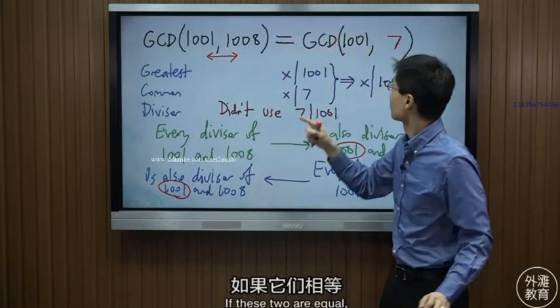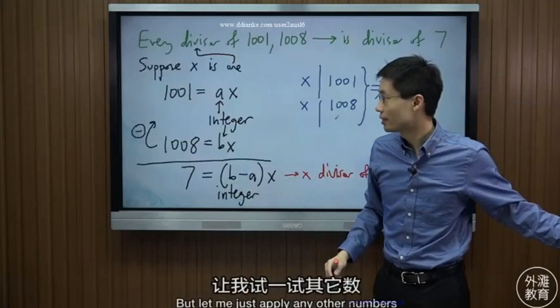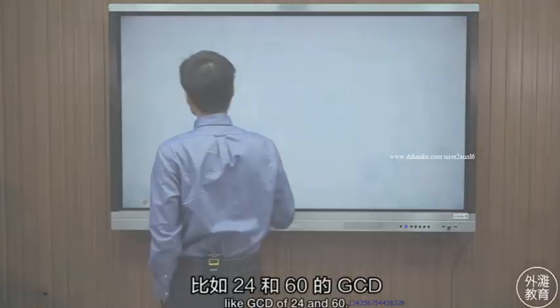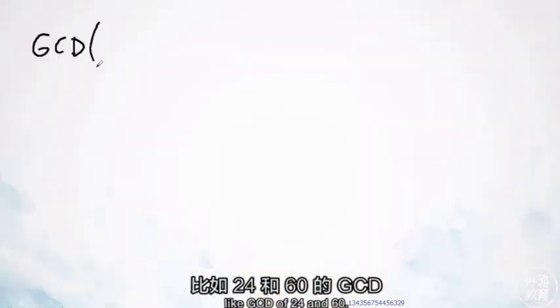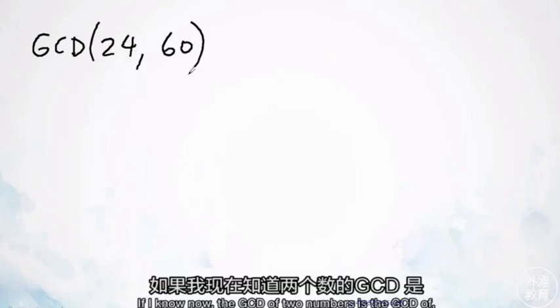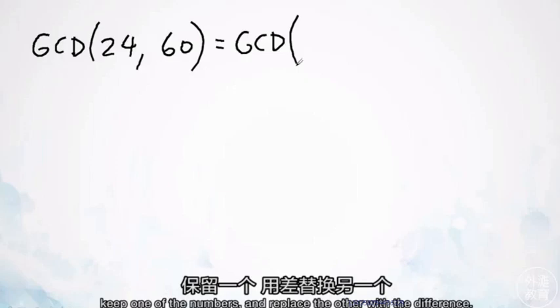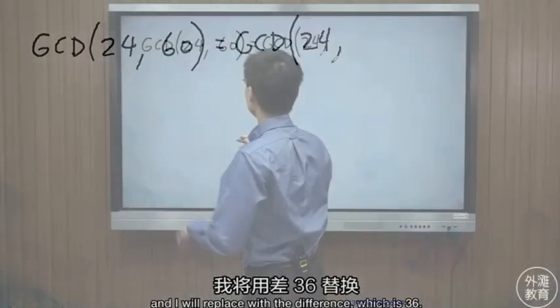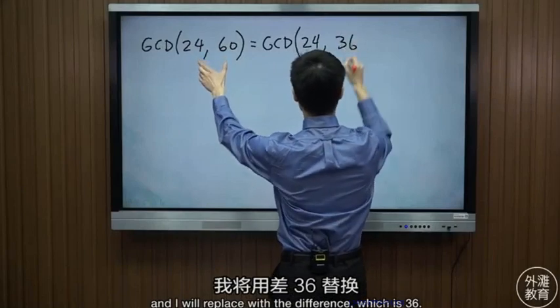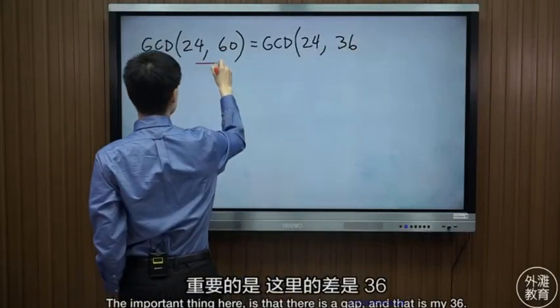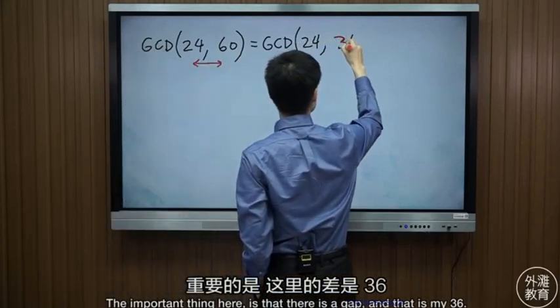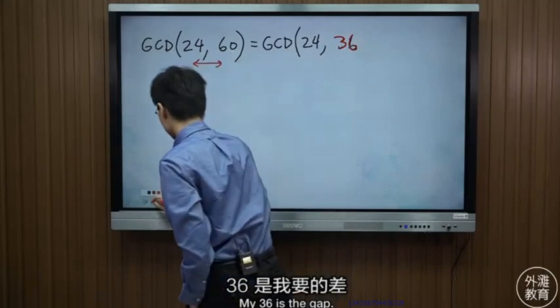If these two are equal, here I was already done. But now let me just try any other numbers, like GCD of 24 and 60. If I know now that the GCD of two numbers is equal to the GCD of, keep one of the numbers and replace the other with the difference. I'll keep the smaller one, that will be convenient, and I'll replace with the difference, which is 36. The important thing here is that there's this gap, and that is my 36. My 36 is the gap.